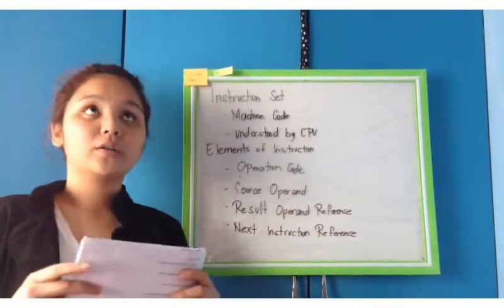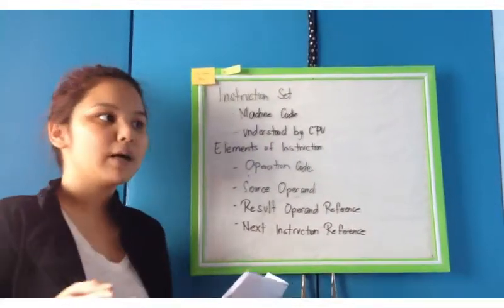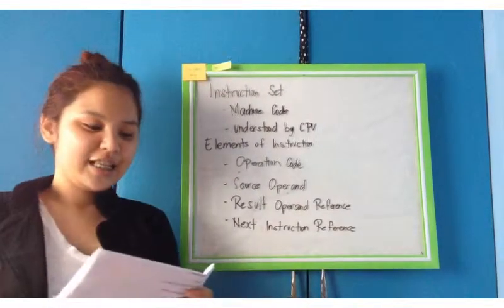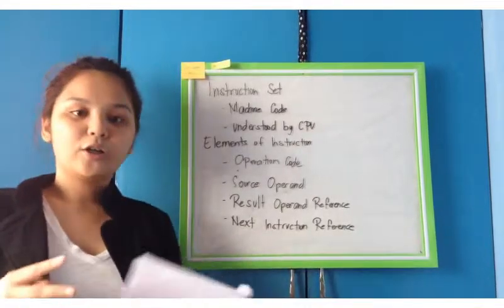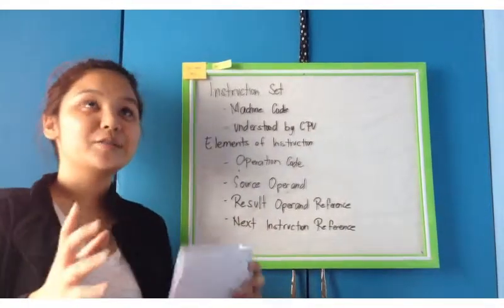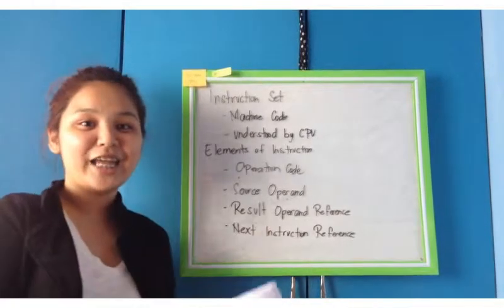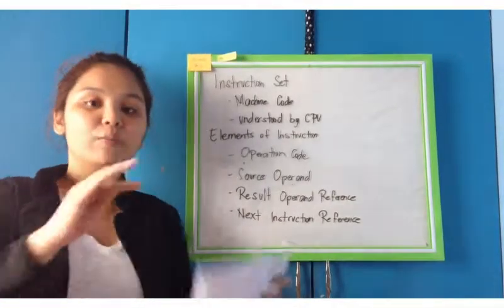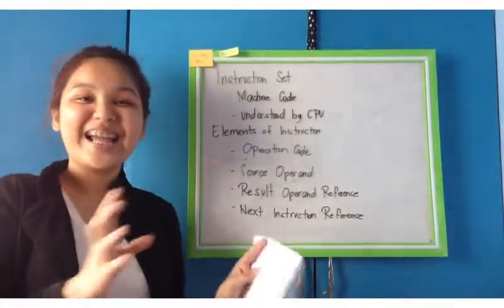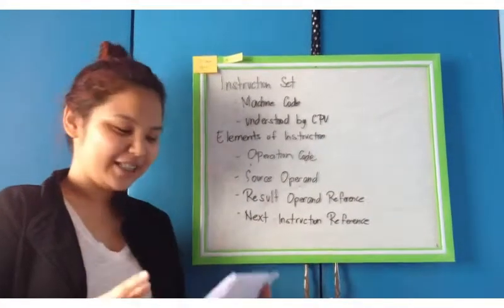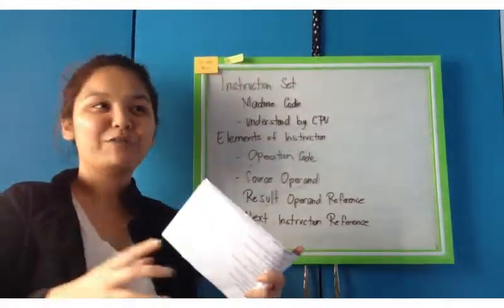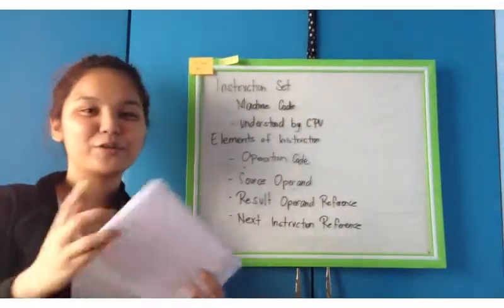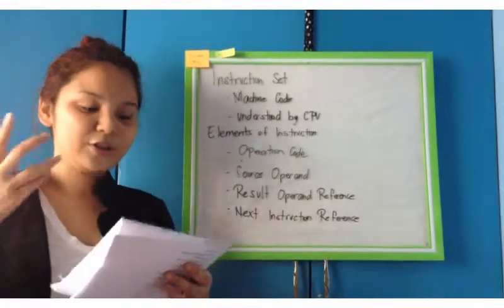Operation code, or tinatawag din na opcode, ito yung mga gusto mong ipagawa sa computer mo. So usually ito yung tinatawag na do this. The next is yung source operand. Dun mo sinasabi kung saan ba ilalagay yung data. Then is the result operand reference. Ito yung put the result here. Dito mo ilalagay yung pinaka-data mo. And yung next instruction reference, syempre, after nung gusto mo ipagawa, meron pa yun na kasunod. So, meron ka pang gustong pagawa. So, yun na yun.